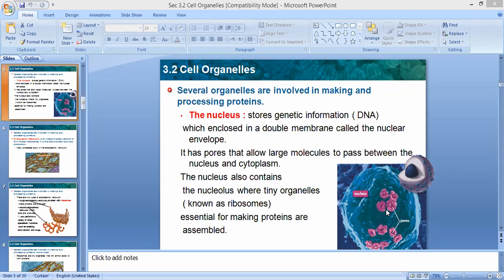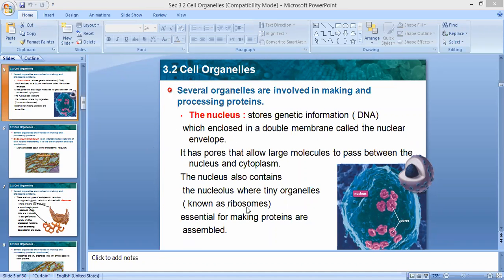What's the function of a nucleolus, guys? What is the function of a nucleolus? It is essential for making proteins, they are assembled.